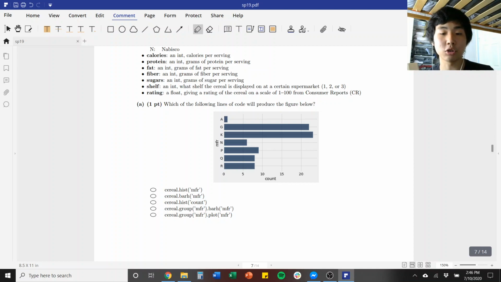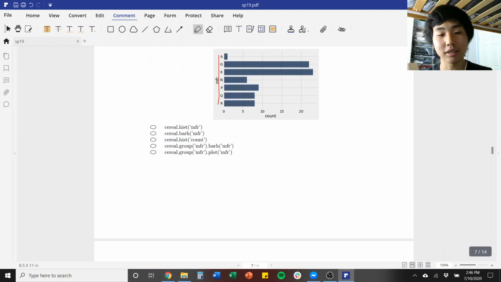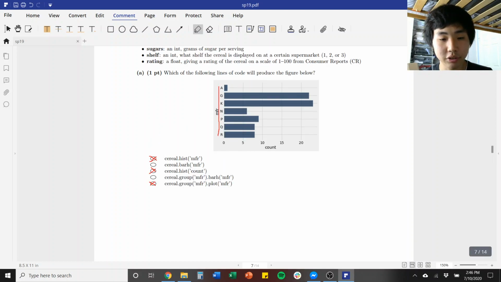So part A, we have a graph here, and we want to know what line of code will produce this following output. Okay, so this is clearly a bar graph because the way you differentiate it from a histogram is that the bars are labeled by categorical variables rather than numerical ones. So we can just delete everything that's not a bar graph. So histogram, no, and scatterplot, no.